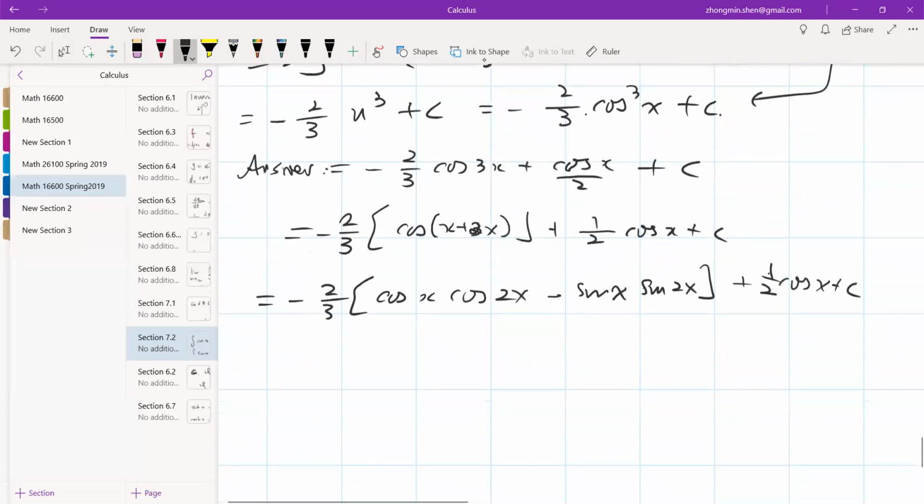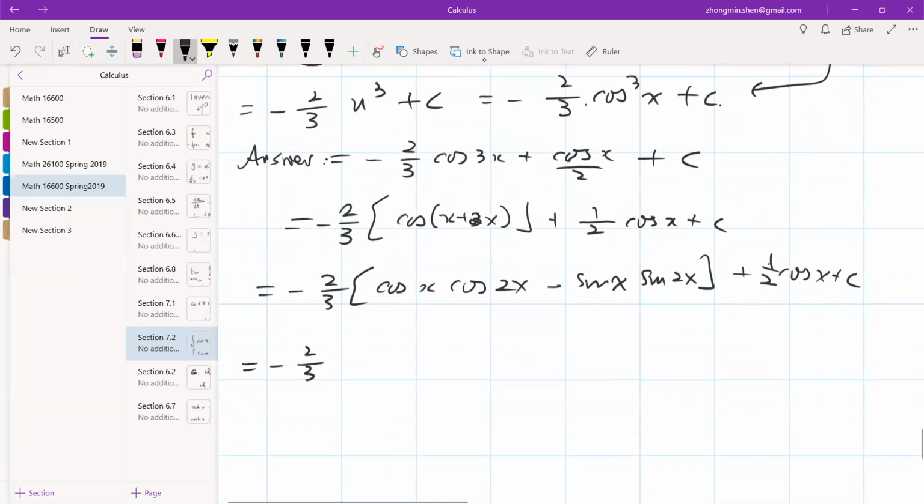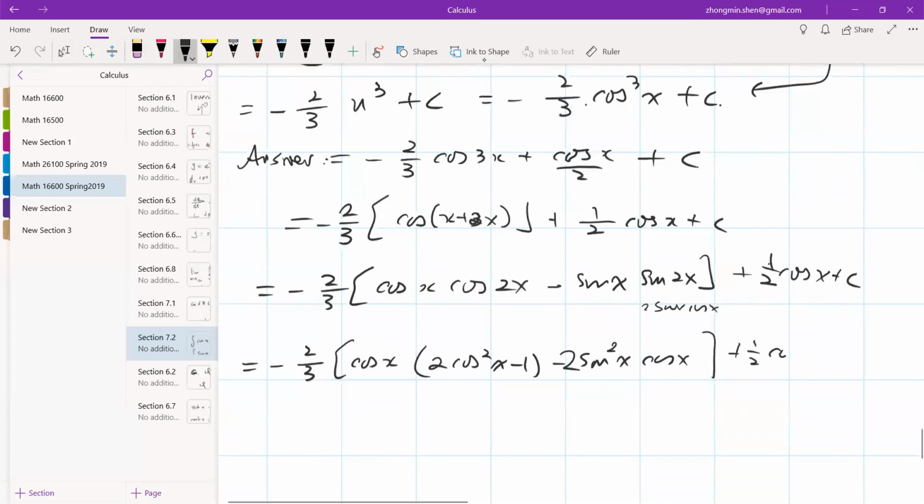You have to continue. Here's cosine x. What is cosine 2x? I like cosine x, so it should be 2 cosine squared x minus 1, right? Okay, minus sine x. But this one should be 2 sine squared x cosine x, because this will be 2 sine x cosine x. Okay? And plus half of cosine x. Let's do it step by step. We probably get the same result. And here's 2 cosine cubed x, minus cosine x, and minus 2. I don't like sine squared x. It's 1 minus cosine squared x. So everything becomes cosine.